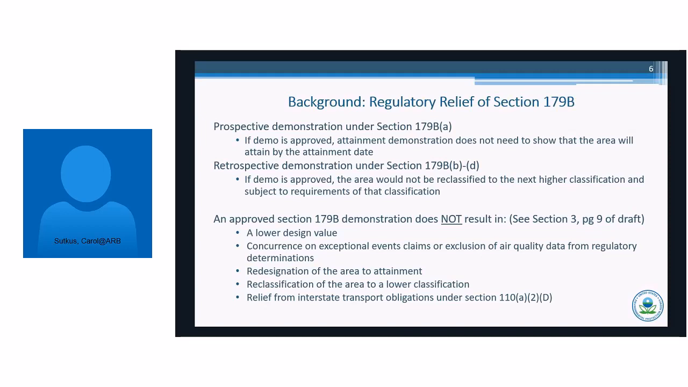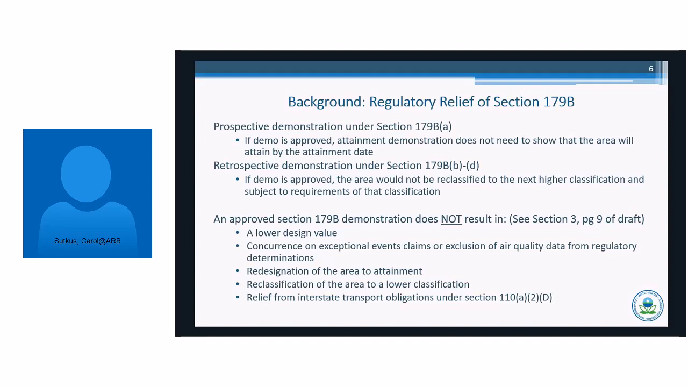Also in Section 1.2 of the draft guidance, we reiterate the regulatory relief provided by Section 179B of the Clean Air Act. An EPA-approved prospective demonstration provides relief from the requirements to demonstrate future attainment. An EPA-approved retrospective demonstration provides relief from reclassification to a higher classification, also known as a bump-up. This regulatory relief is specified and limited by the statutory language, so EPA approval of a Section 179B demonstration does not relieve air agencies with non-attainment areas of having to meet the remaining applicable planning or emission reduction requirements of the Act.